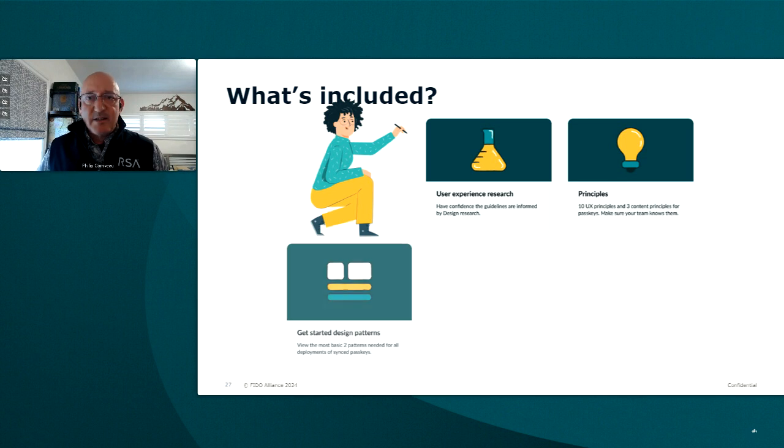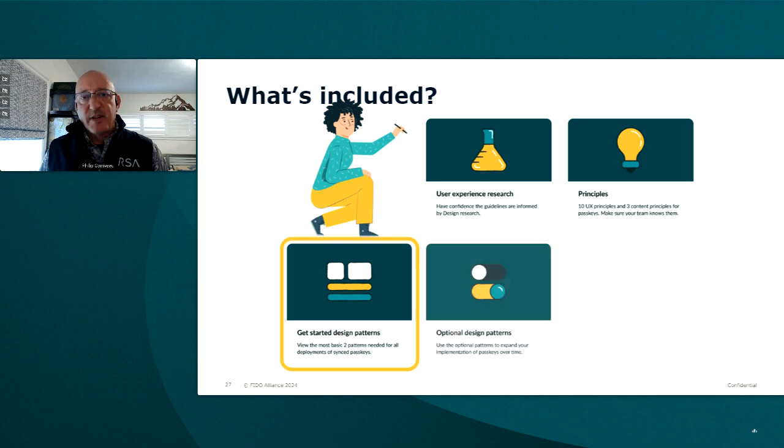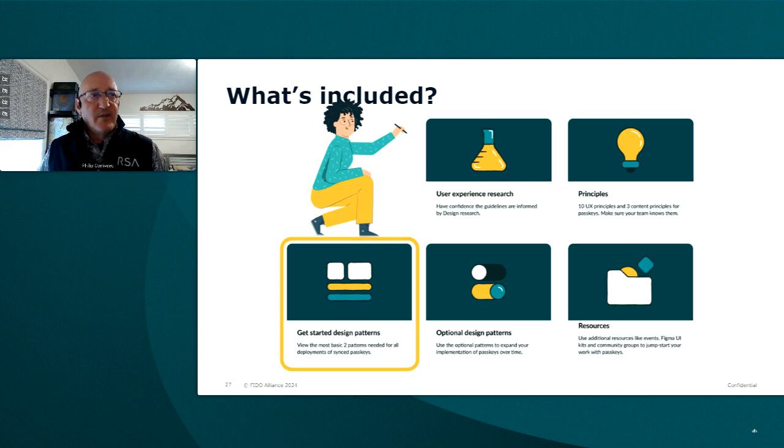And then you get design patterns. This is where you start. This is the building blocks of the race, right? This is your starting gate. You actually are provided with assets that will get you from the bottom to start working on your implementations and understanding where you need to go. Then there's some optional design patterns that have been developed. And then finally, there's an entire set of resources that are going to be available to you.